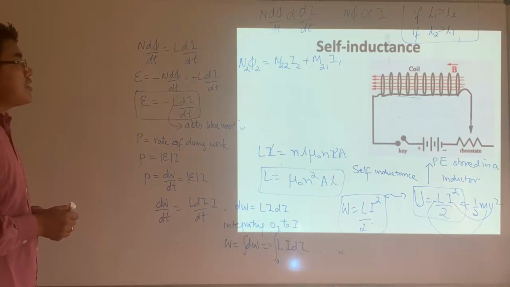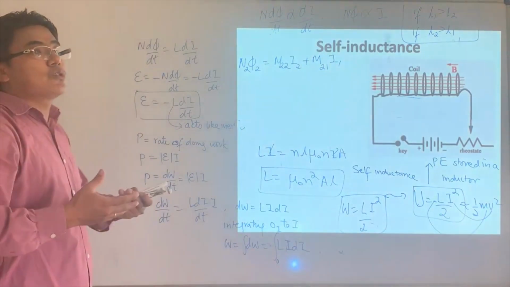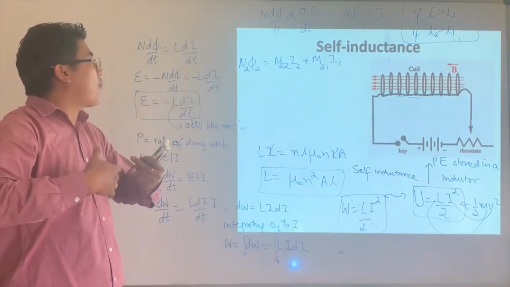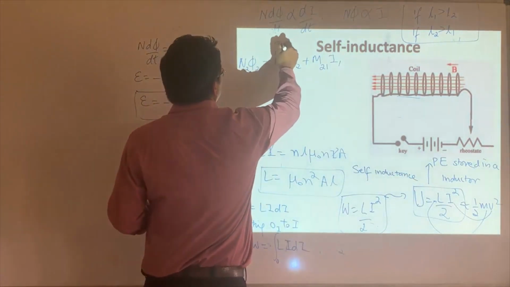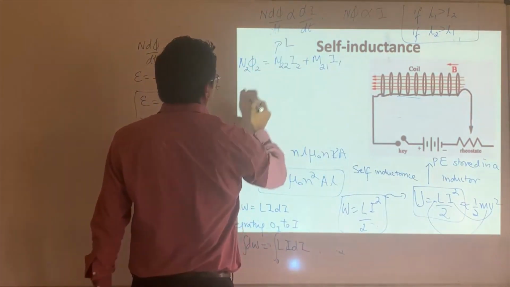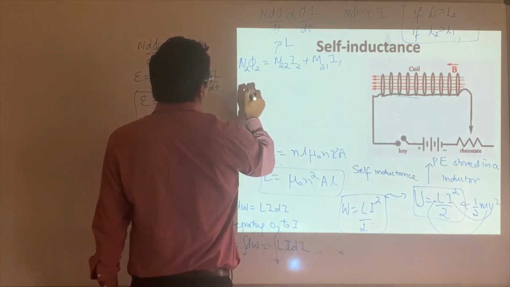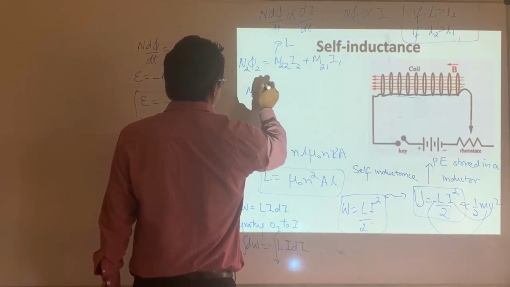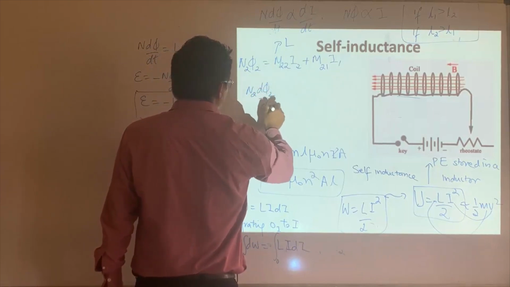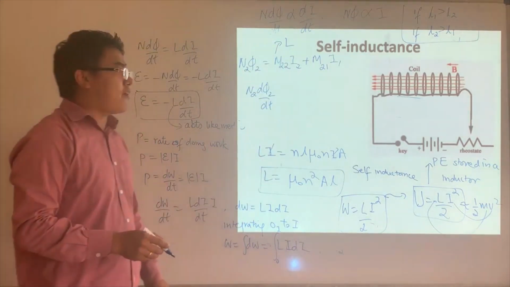Because in case of mutual inductance, there will be two contributions, right? One from itself and another from the other coil. This is what we call self-inductance, which is equivalent to L. This is self. So therefore, then the EMF would be equal to, and this is what we sometimes call the back EMF, right?